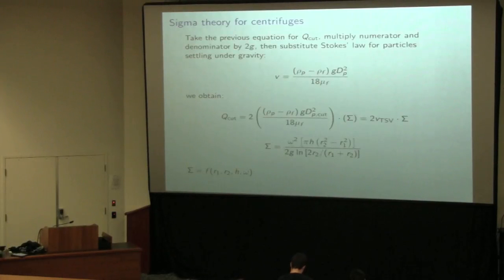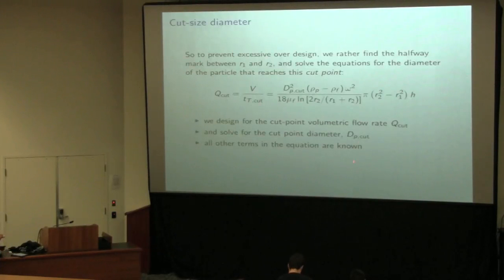So we know everything in this equation. We know our design volumetric flow rate. We know our physical properties, mu f. We know R1 and R2 and h from the geometry of the centrifuge. We know the angular velocity at which we can operate that unit, and so it's straightforward to back calculate what that cut diameter is.